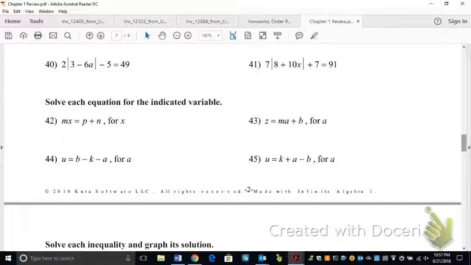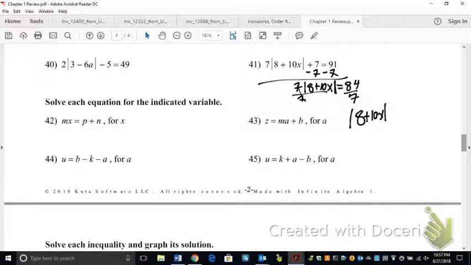So 41, we have 7 times the absolute value of 8 plus 10x, plus 7 equals 91. We're going to start off by subtracting 7 from both sides. That's going to give me 7 times the absolute value of 8 plus 10x equals 84. We're going to divide both sides by 7. So we get the absolute value of 8 plus 10x equals 12. Now that we have the absolute value isolated on the left side of the equation, we can break it out.